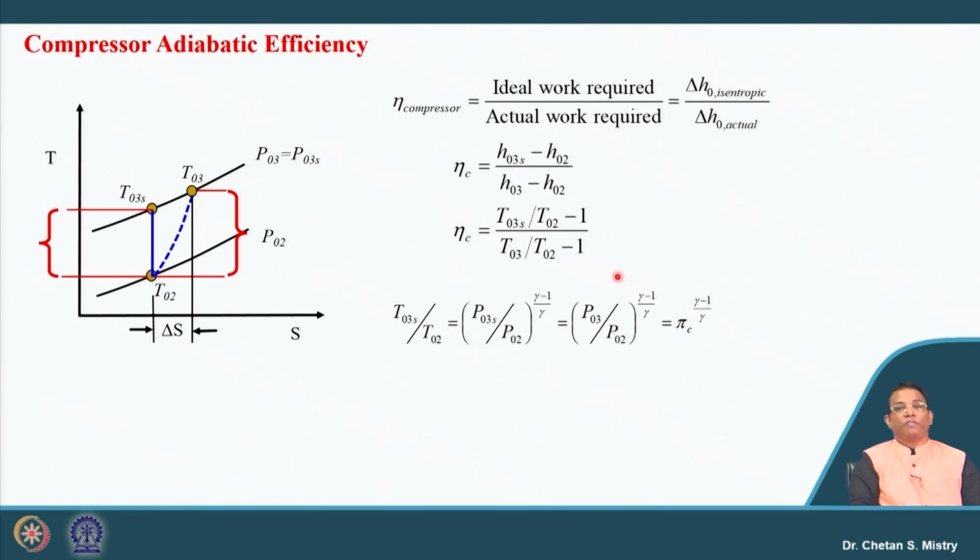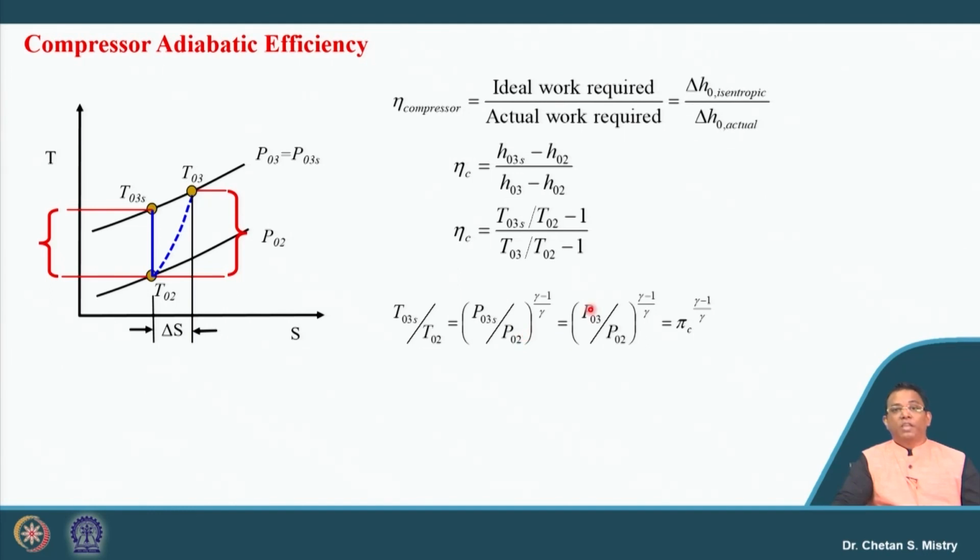As we have discussed, we will be criticizing our compressor by efficiency. This efficiency is defined as ideal work done by actual work done. Be careful, it is not the reciprocal, because this is a power consuming device. We are supplying the energy, and that is why this ratio is taken as ideal work divided by actual work. This ideal work can be represented by H03s minus H02 divided by H03 minus H02. Now, this can be represented in terms of the isentropic relation.